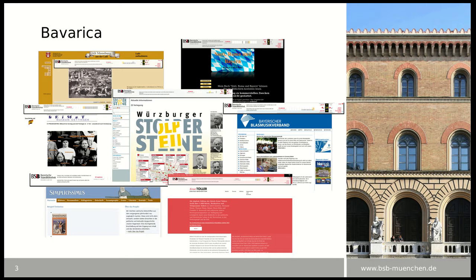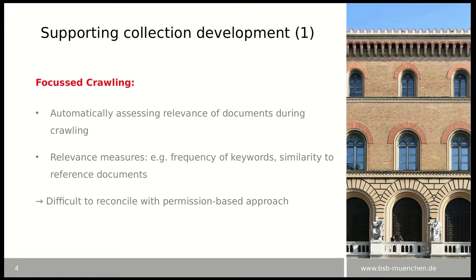It consists of all things Bavarian on the web and covers topics ranging from politics to sports to local history and literature. To give you a brief glimpse of the collection, I've selected some screenshots. So you can see here, for example, a website by an association dealing with local history, by a musical association, websites dedicated to famous Bavarian authors or to marginalized communities. We would like to assist our subject experts in finding new websites to add to the collection.